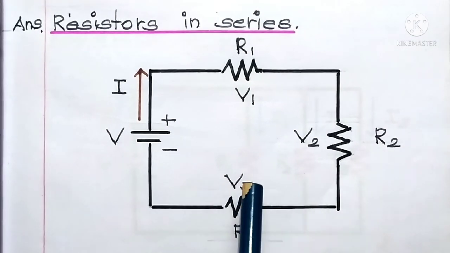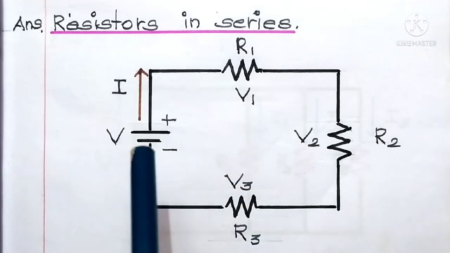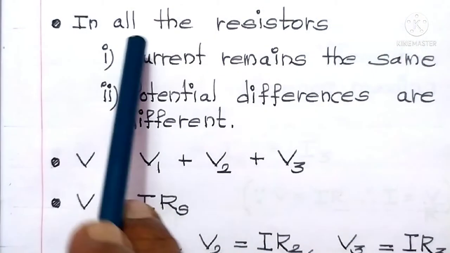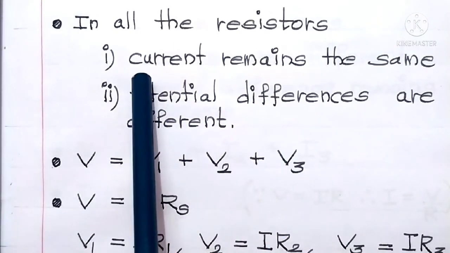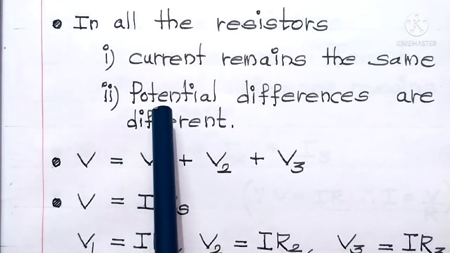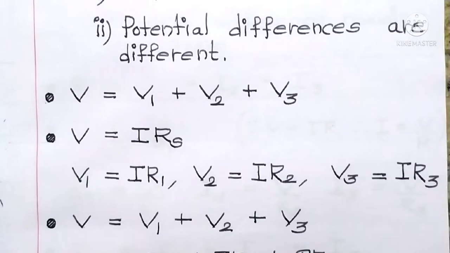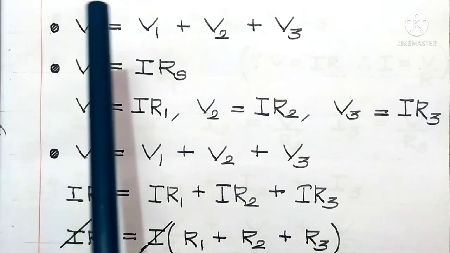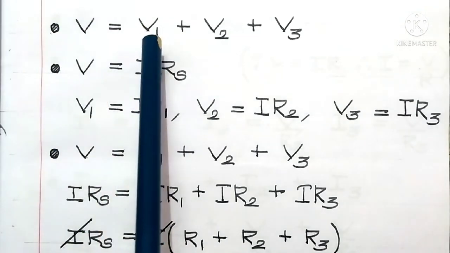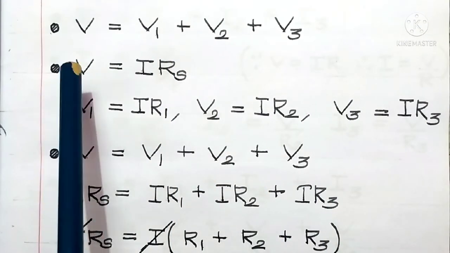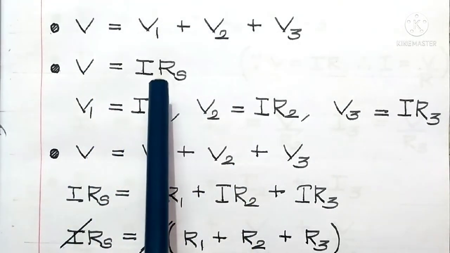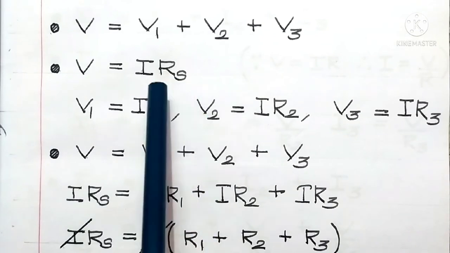By keeping these things in mind, let us continue to derive the equation for this question. In all the resistors, current remains the same, but potential differences are different. Now let us write the equation for the resultant voltage, I mean potential difference. It differs, so V is equal to V1 plus V2 plus V3. In the next step, let me write the equation for Ohm's law. That is V is equal to IR. Here, as the resistors are in series, instead of writing R, I have written Rs. S stands for series connection.